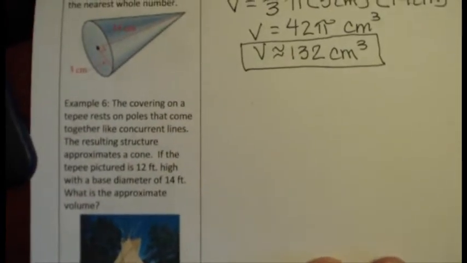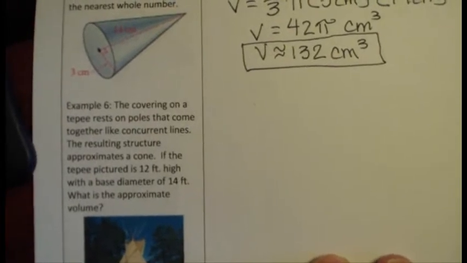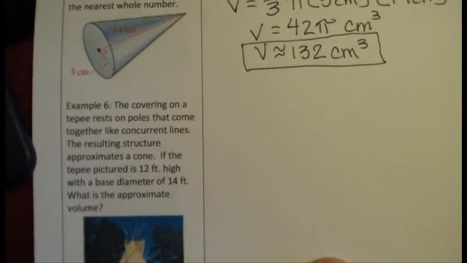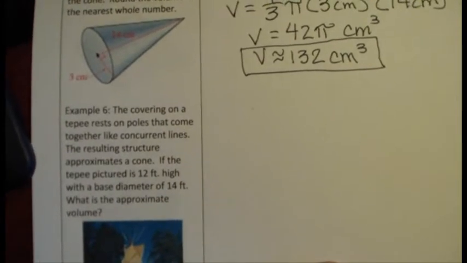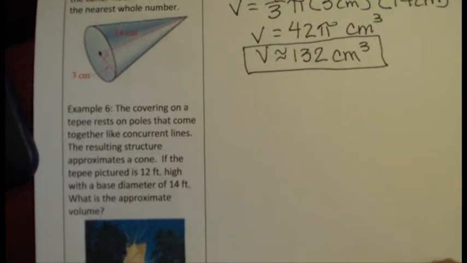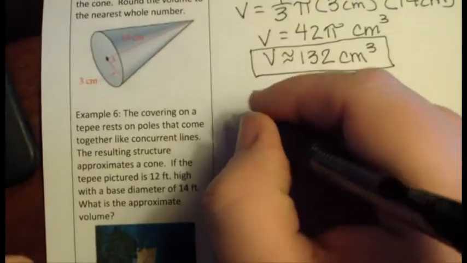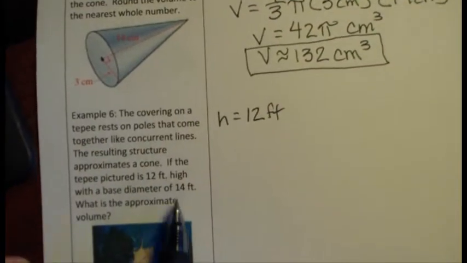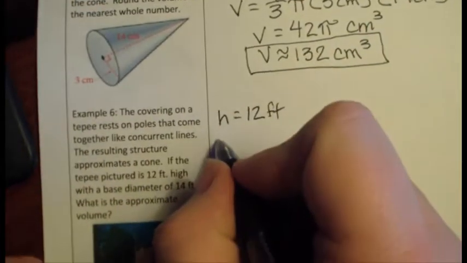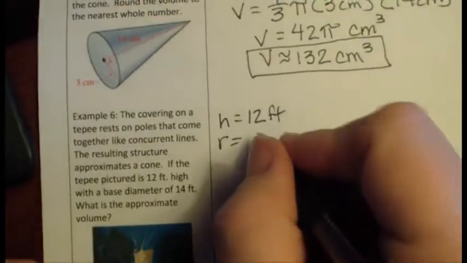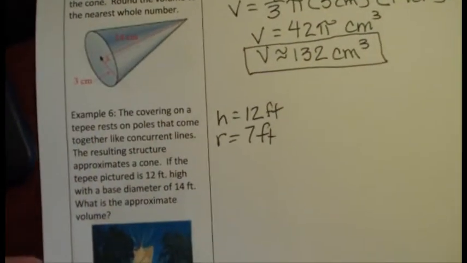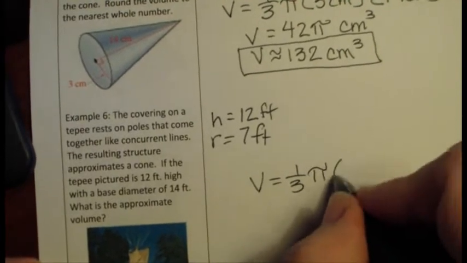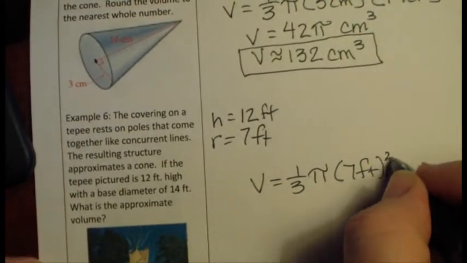Example 6. The covering on a teepee rests on poles that come together like concurrent lines. The resulting structure approximates a cone. If the teepee pictured is 12 feet high with a base diameter of 14, what is the approximate volume? So we're told the height of our cone is 12 feet. We're also told the diameter is 14 feet, so that means the radius is going to be 7 feet. Plug that into your formula. Volume is 1/3 pi r squared h.